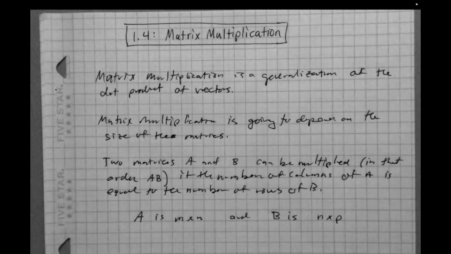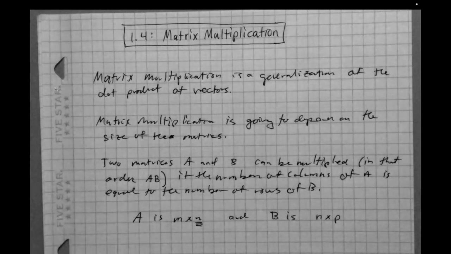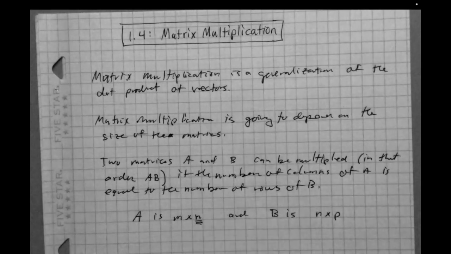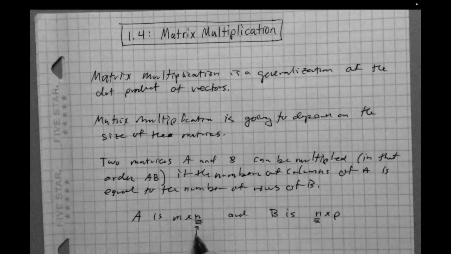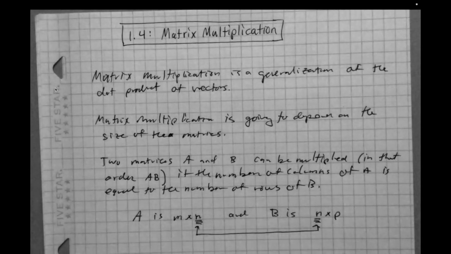Okay, so these two matrices can be multiplied together because the number of columns of A, specifically n here, is equal to the number of rows in B. So that's a key consideration when trying to determine whether you can multiply two matrices. It has to be the case that the number of columns of A is equal to the number of rows of B.